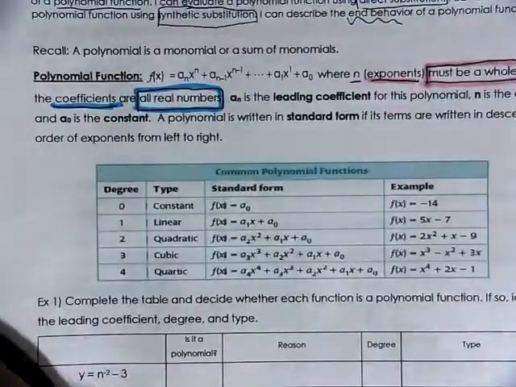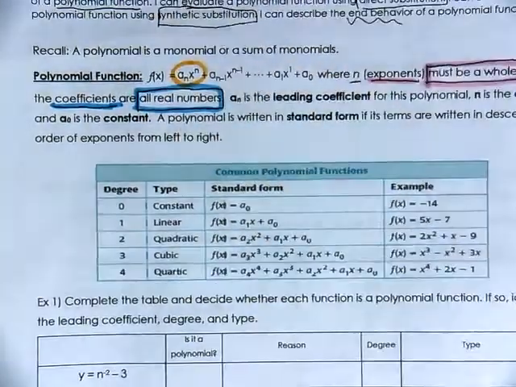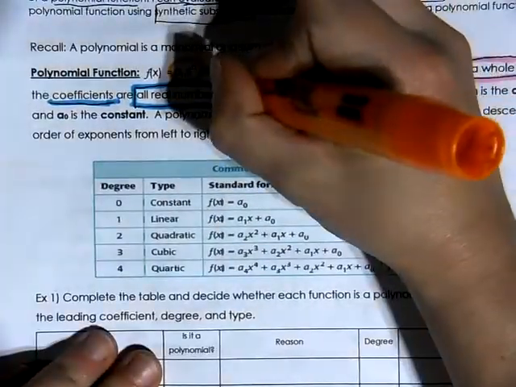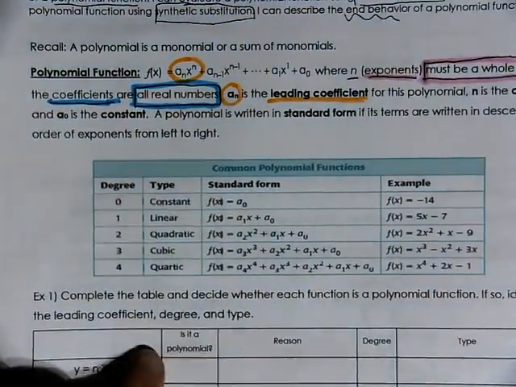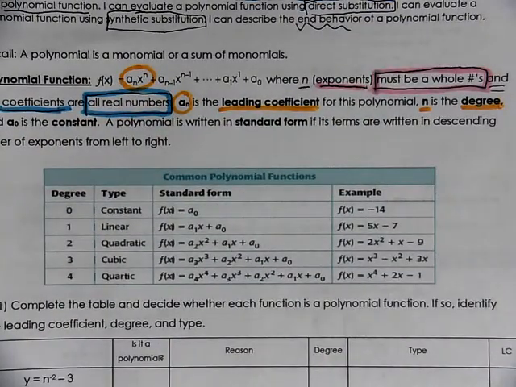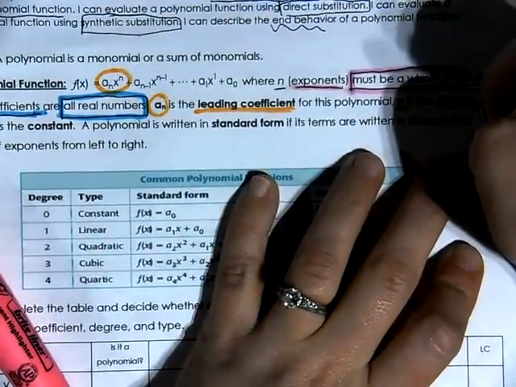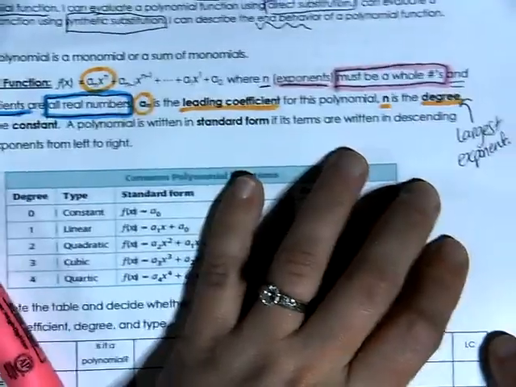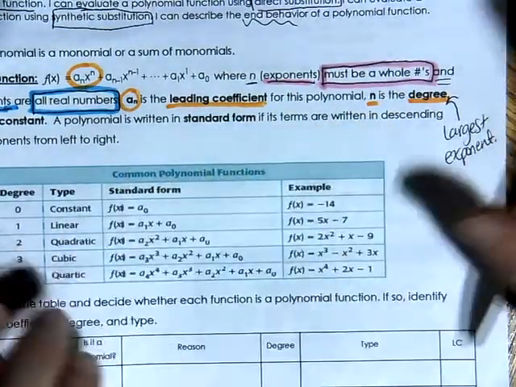A sub n represents the leading coefficient. So the number that is in front of the highest exponent, the variable with the highest exponent. This is called the leading coefficient for this polynomial, where n is considered the degree of the polynomial. So n being the largest exponent. The largest exponent is going to represent the degree of that polynomial.